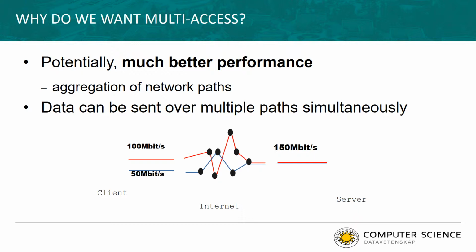We may be able to aggregate communication over multiple network paths. So if we send data over multiple paths, in this simple example in the slide, we have two connections available, one providing 100 megabit per second throughput and another one a 50 megabit per second throughput through the client. So if we combine these two connections, we may achieve 150 megabit per second throughput. This may be the first thing that you think about if we say use multiple paths: that we can aggregate and get a larger throughput.